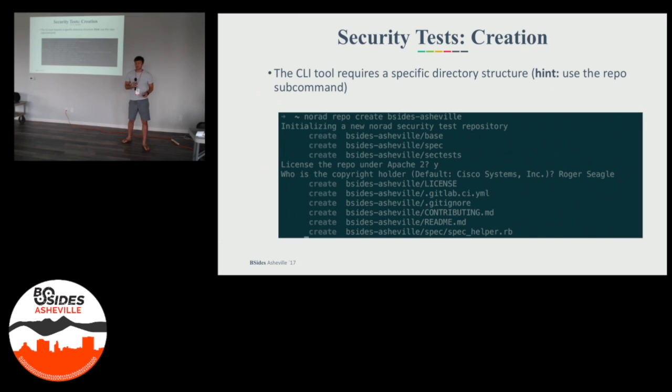In this example, we're just going to create a repository test called BSides Asheville, and you can just see some of the scaffolding that it's going to generate. There's going to be some defaults. Some of those things are going to be biased towards Cisco because that's the people who are using this tool the most, but everything is changeable.